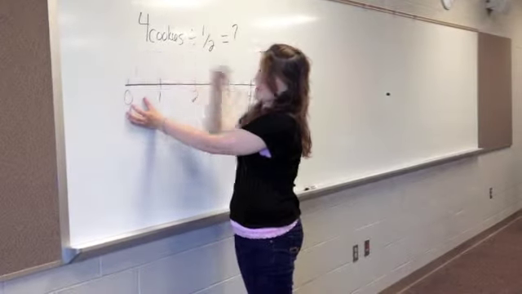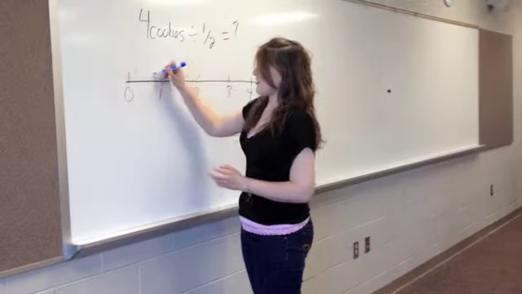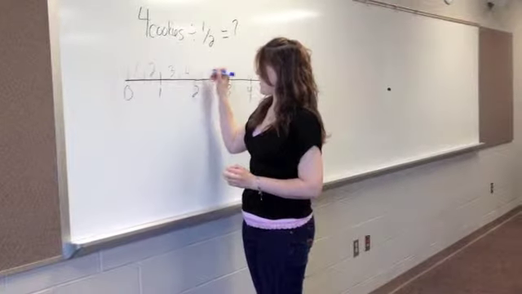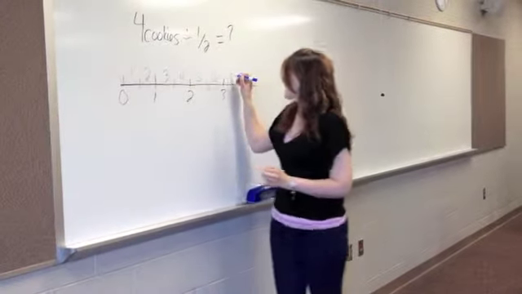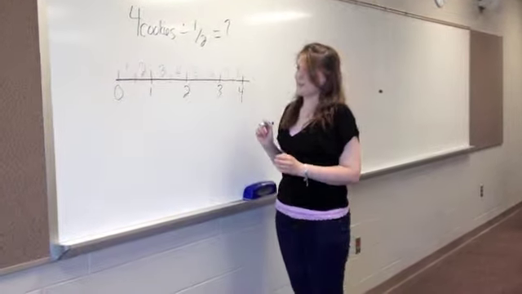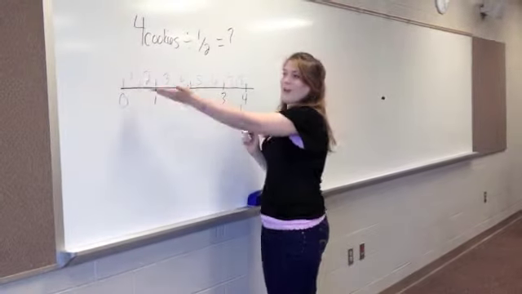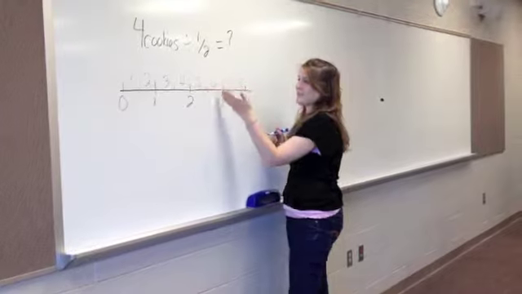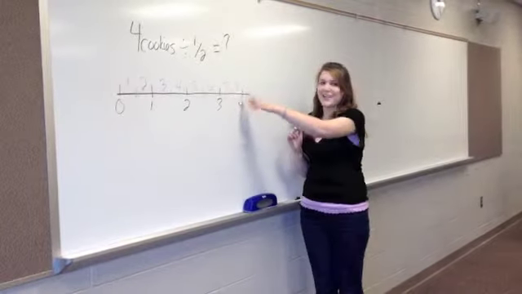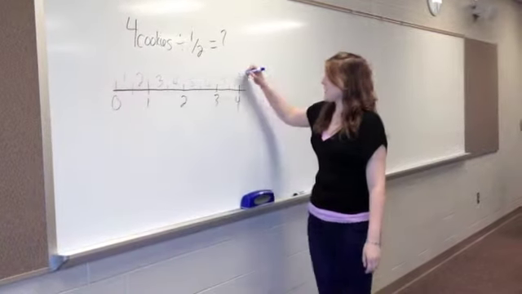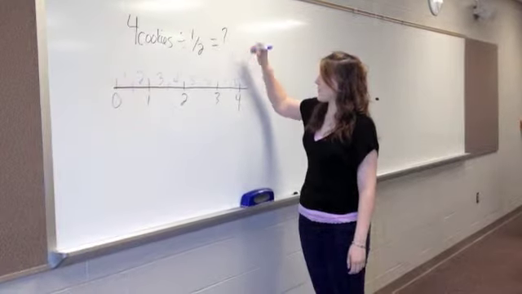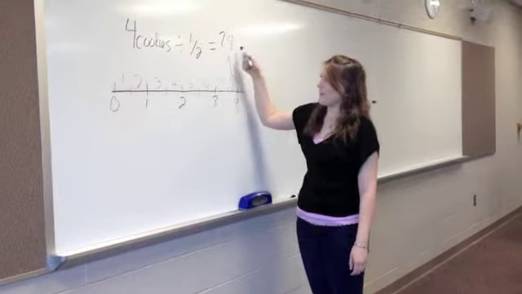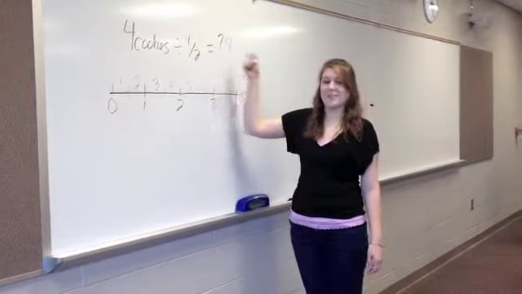1 counts as 1 unit. 2, 3, 4, 5, 6, 7, 8. So again we have 1, 2, 3, 4, 5, 6, 7, 8 units. So this number becomes our answer, and that means we have 8 halves that can be shared with 8 people.